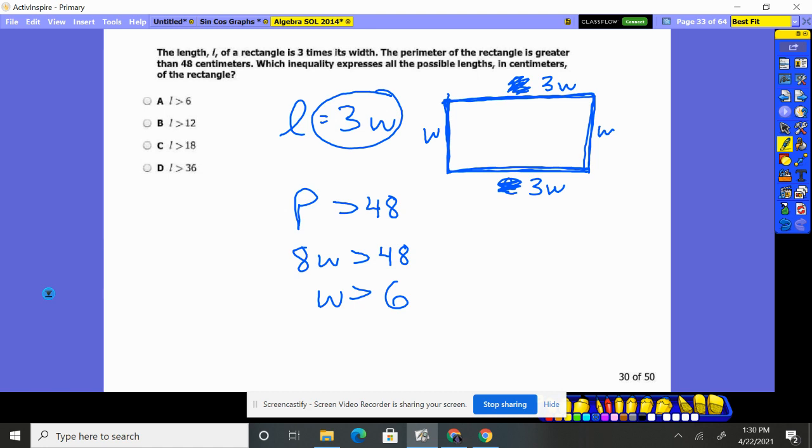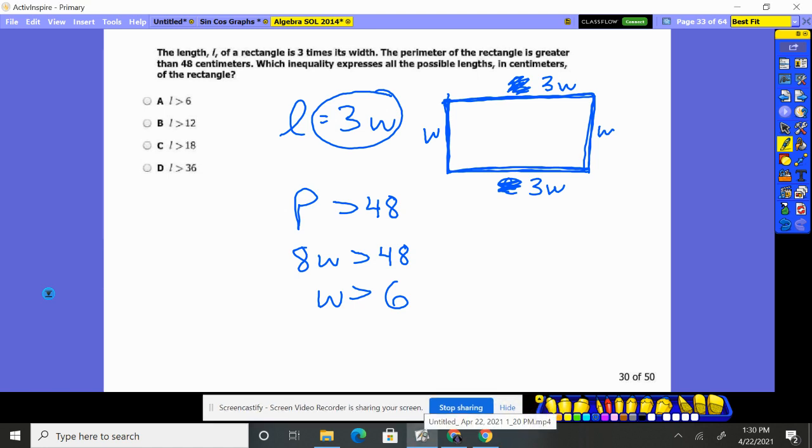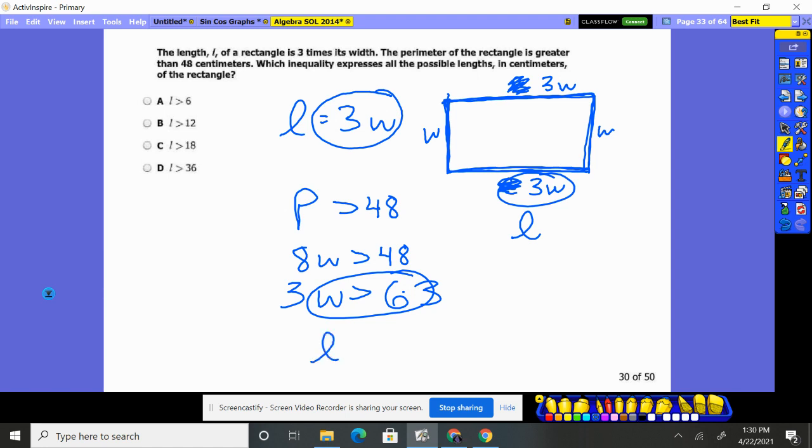It, though, says which inequality expresses all possible lengths in centimeters of the rectangle, and it has L's option. Remember, here's L right here. There's L right there. It's worth 3W. W must be bigger than 6. So if the L is worth 3 W's, you have to take that W and triple it. 3 W's would be worth how much? If I multiply each of these sides by 3, which stands for the length, because 3W is the length, that's going to be bigger than 18.